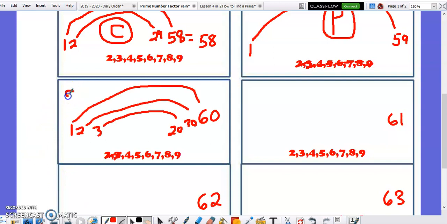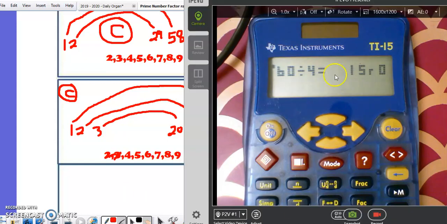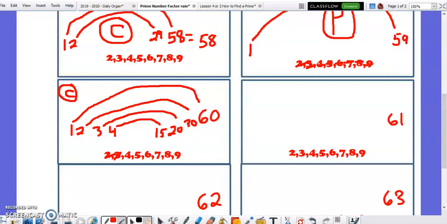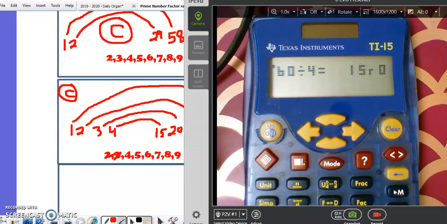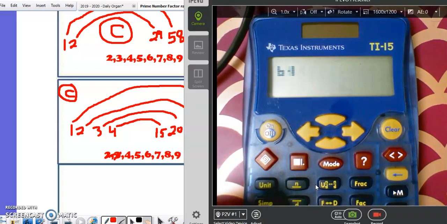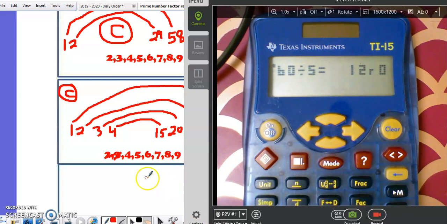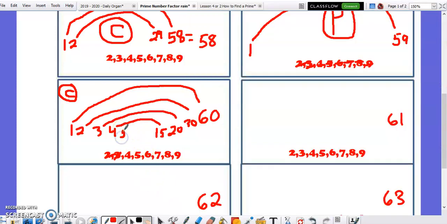60 is also a composite number. It is not a lame-o rainbow. I checked for the divisibility of 2, 3, and 4 and recognized they all match an exact whole number. When I checked 4 on my calculator, you can see that 4 connects with 15. You can also see that 5 is also a factor of 60. When you take 60 and you divide it by 5, you get an exact whole number of 12. And anytime you get an exact whole number, you've created another rainbow link.